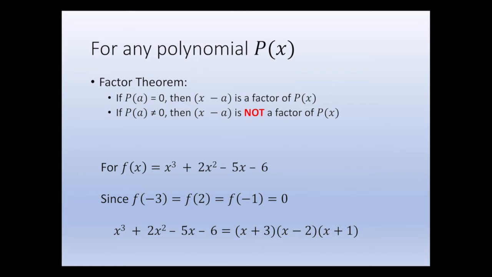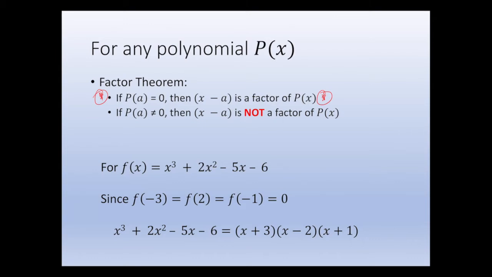So for f(x), which is x cubed plus 2x squared minus 5x minus 6, we know that f of minus 3 equals f of 2 equals f of minus 1 equals 0. Therefore, we can factorize x cubed plus 2x squared minus 5x minus 6 as x plus 3, x minus 2, x plus 1. All right, so this is important. This statement is very important. If p of a equals 0, then x minus a is a factor of p(x).